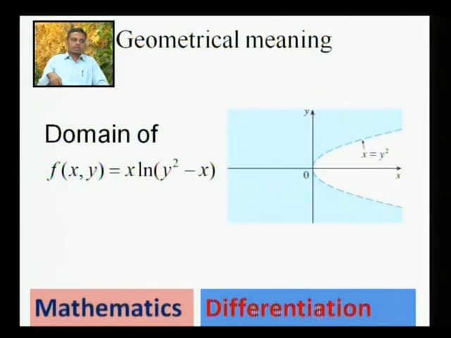Similarly, if you take this function f(x, y) equals x log(y square minus x), now we know that if y square equals x, then it is log 0, which is not defined. So here we get x equals y square, that is a parabola, and that is excluded from the domain of this function, and all values are on the left hand side, that is the shaded blue color you can see in the right hand side picture.